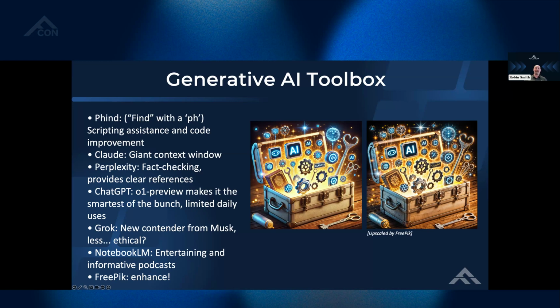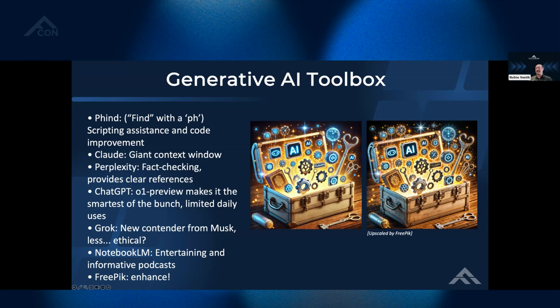So we've got Phind, with a PH, that's great for scripting assistance and code improvement. Claude from Anthropic has the biggest context window, about 500 pages, versus ChatGPT, which has about a 70-page context window, so much, much larger there. We also wanted to mention Google's NotebookLM. That is a way that you can put a corpus of documents or information into a project, and it will essentially create a podcast or a Cliff Notes version of that content and bring it back to you in something a little bit more consumable that you could listen to in your car while you're commuting, for instance.